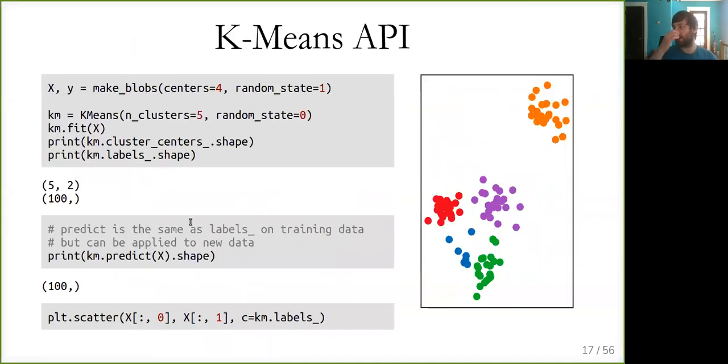All right. So here's the K-means API for scikit-learn. I just make some blobs, and here actually I made four centers, though they're maybe not that visible from the plot. And the number of clusters is set to 5. If I call fit, it will run the algorithm until it converges, and I will get the cluster centers in the cluster centers attribute, and the labels in the labels attribute. And labels are basically the assignment of each of the 100 points to one of the 5 cluster centers.